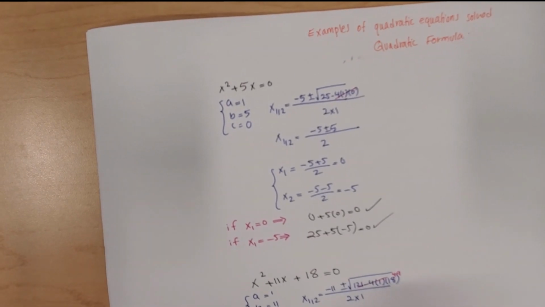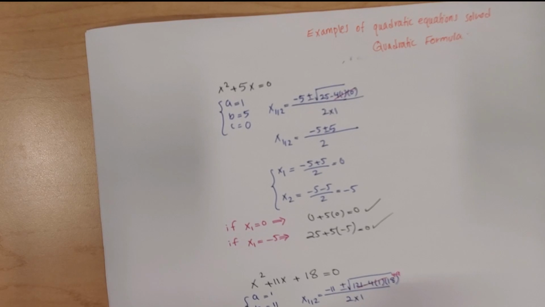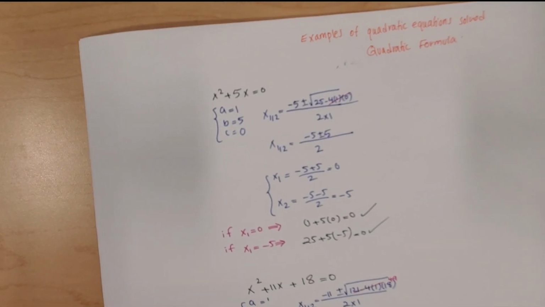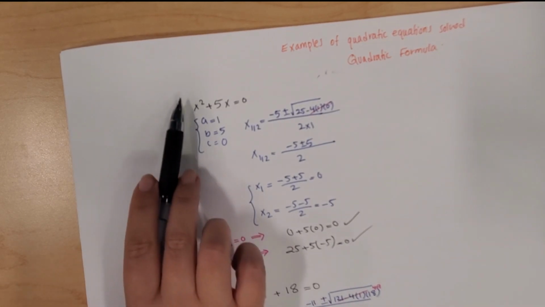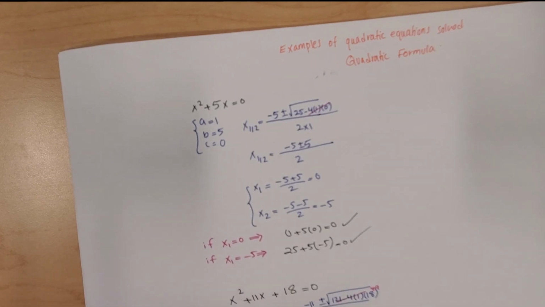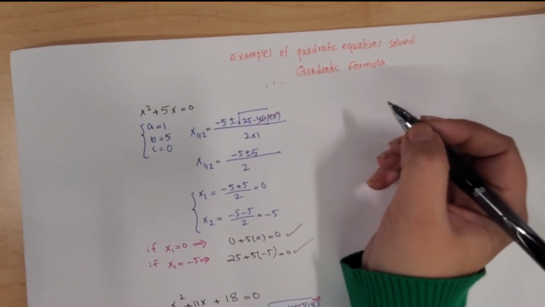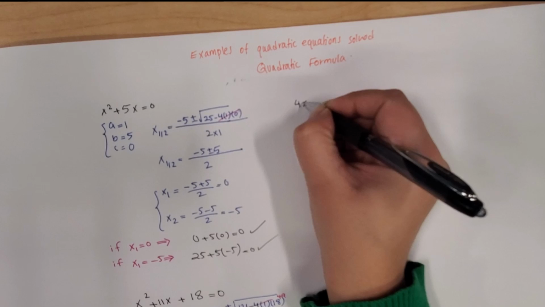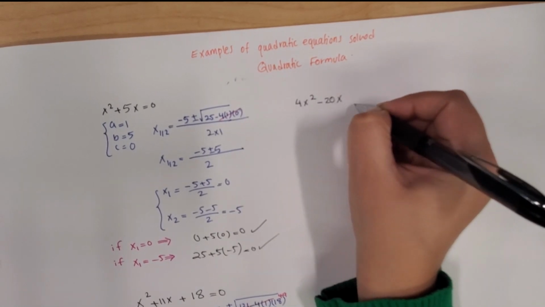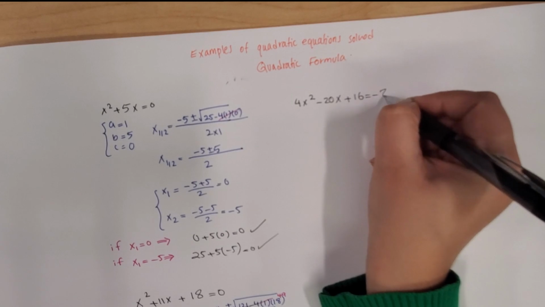Let's do a few more examples and practice. Practice makes perfect. So let's do one example when the a is not 1. If you pay attention to these 2 examples, the coefficient of x to the power 2 is 1. But right now I want to do another example in which the coefficient is not 1. So let's do 4x to the power 2 minus 20x plus 16, it's equal to negative 8.